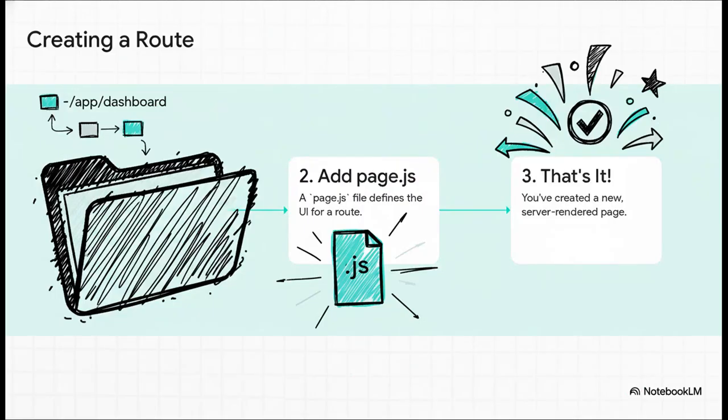And this just shows how beautifully simple it is. You want to make a dashboard page? Just create a dashboard folder inside your app directory. Then you just pop a page.js file inside it. And that is literally it. You've just created a new, blazing fast, server-rendered route. It's just file system routing at its absolute best.